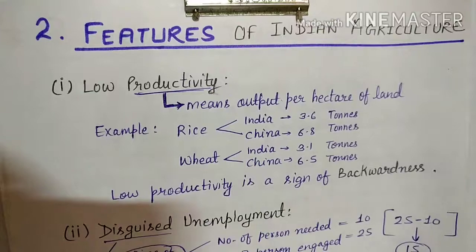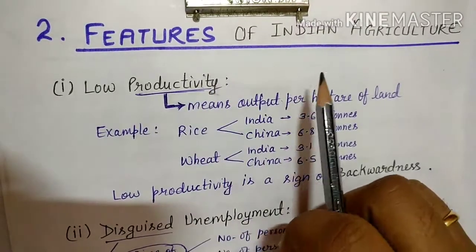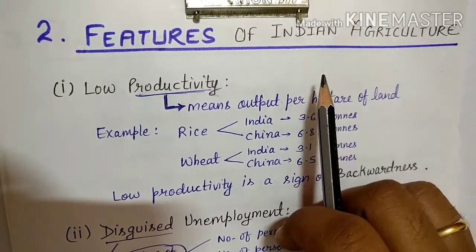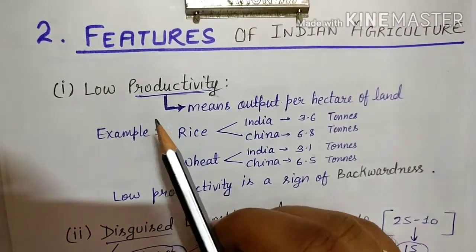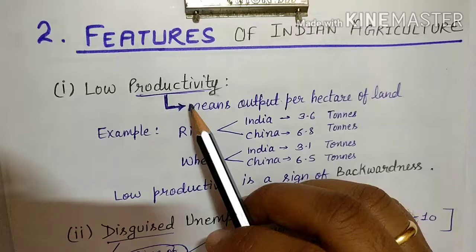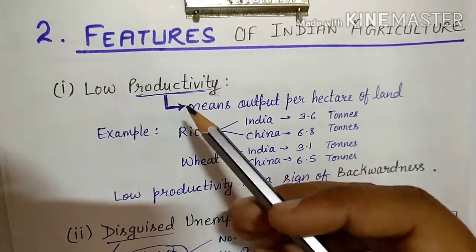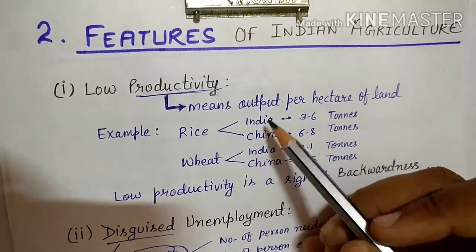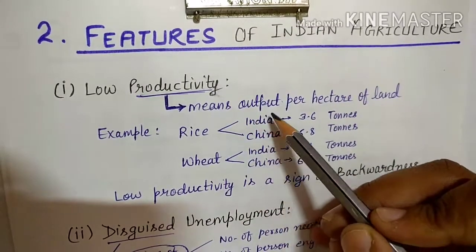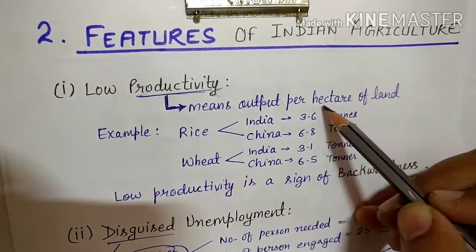Now we'll talk about the features of Indian agriculture. Let me tell you that Indian agriculture was very backward at that time. That's why the first feature is low productivity. What is the meaning of productivity? It means output per hectare of land. How much result you got per hectare of land is called output. A hectare is a unit of land.